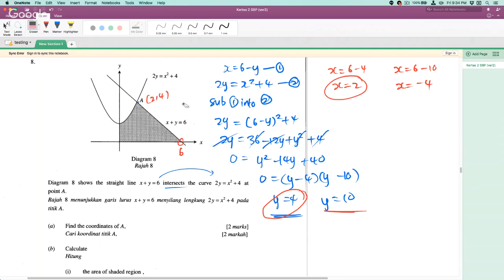All right, so yeah, that's all. 2 marks, just simultaneous equations.